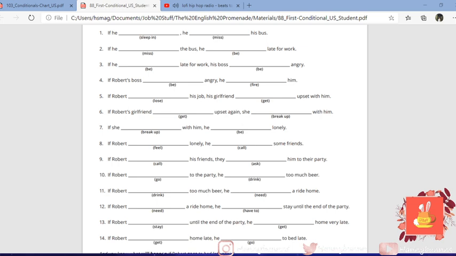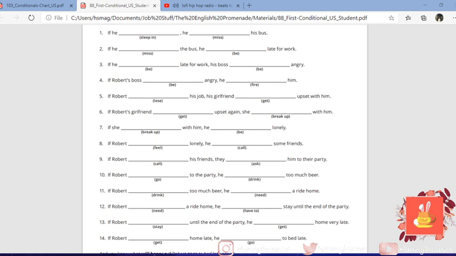Reading this and your answers, you guys, this is actually a very sad story. It looks like our boy here, Robert, is going through a breakup. If he sleeps in, he will miss his bus. Two, if he misses the bus, he will be late for work. If he is late for work, his boss will be angry. If Robert's boss is angry, he will fire him.